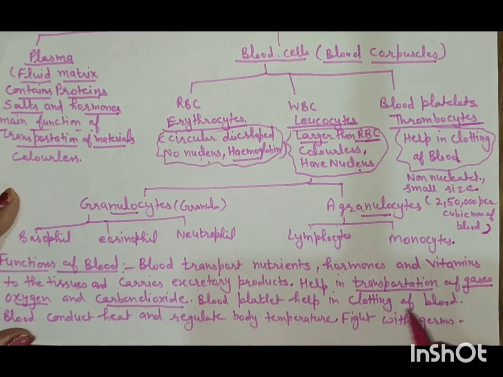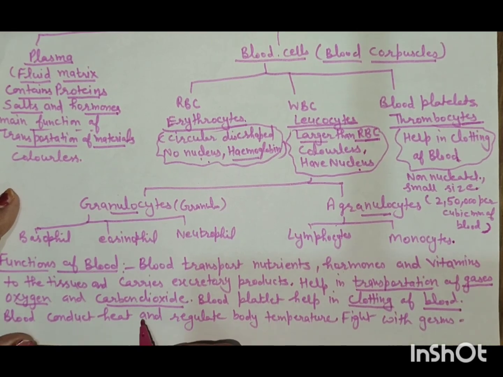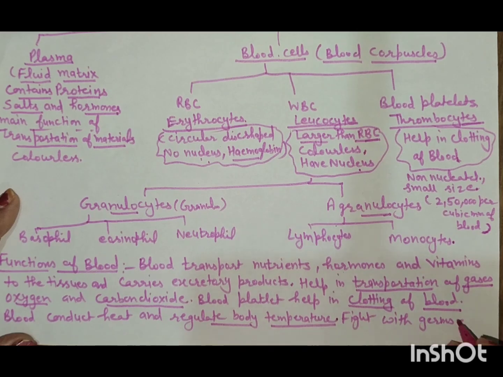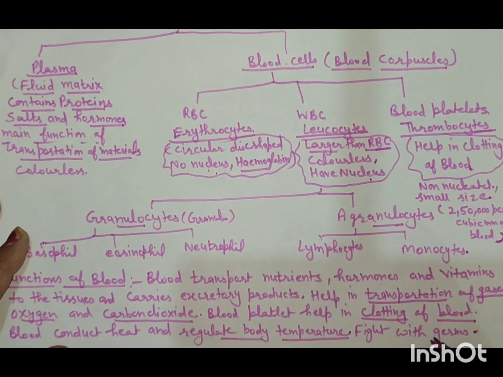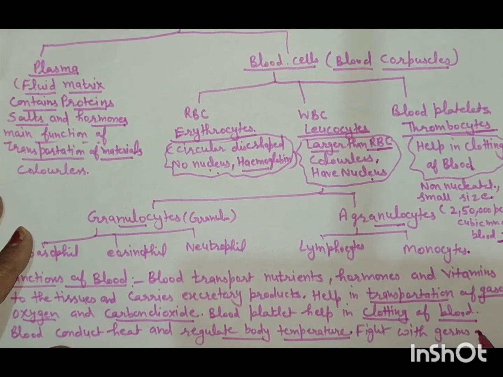Blood platelets help in the clotting of the blood. Blood conducts heat and regulates the body temperature. WBCs fight the germs or engulf the germs, and WBCs act as the soldiers of the body.